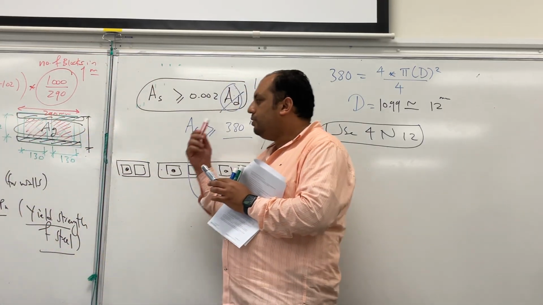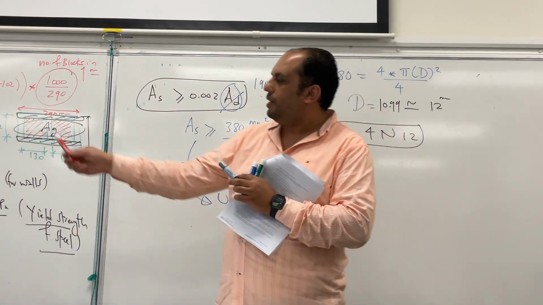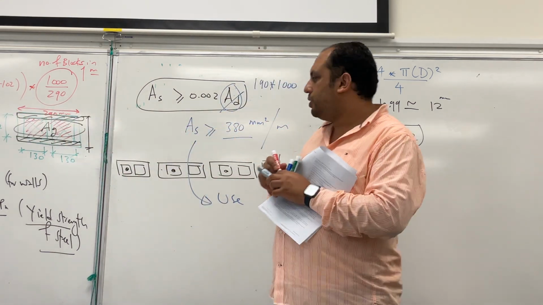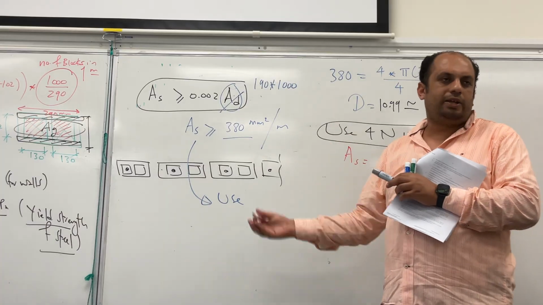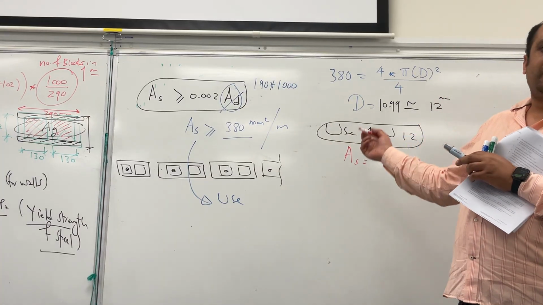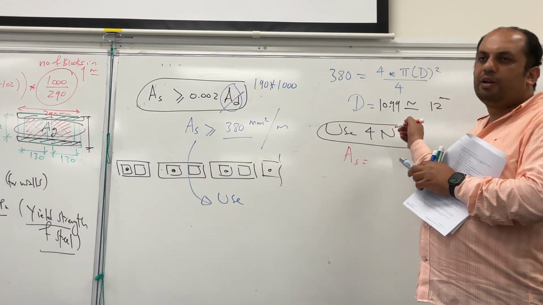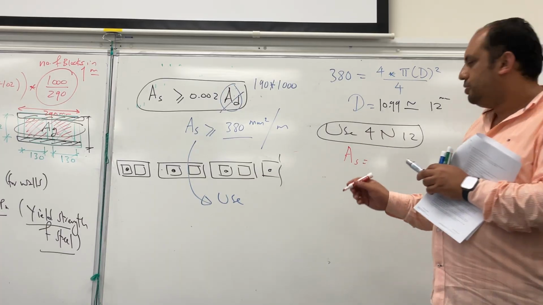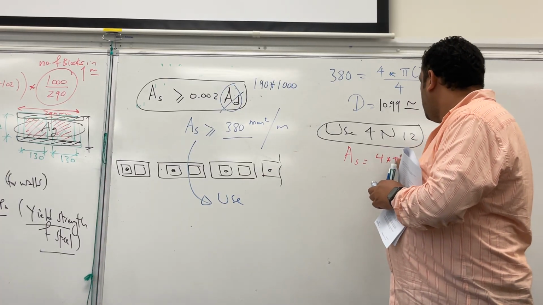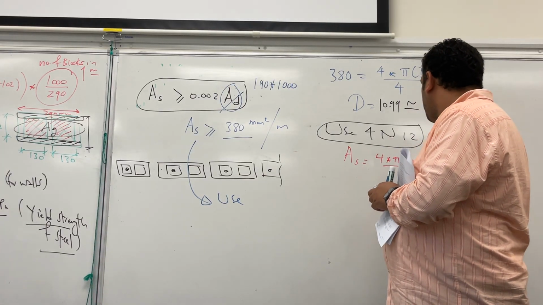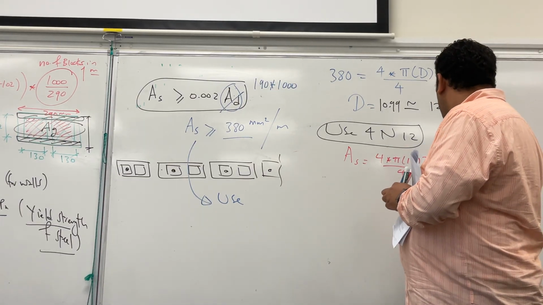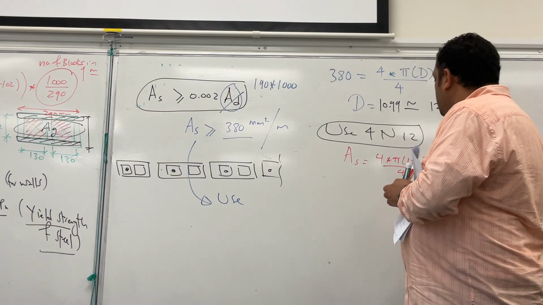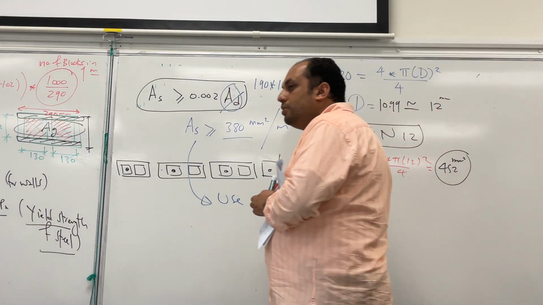So then we can go back and substitute in the formula. But what is the actual area? Area AS is not now 380, it is more than 380. So you need to go to the table to find exactly how much 4 of 12 is, or you calculate it again: 4 times 12 squared divided by 4. How much is this value? 452 millimeter square. You change it?